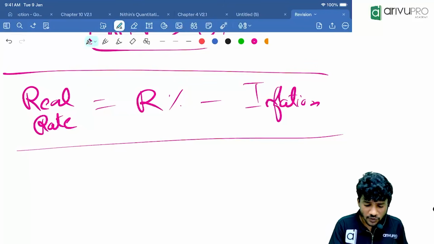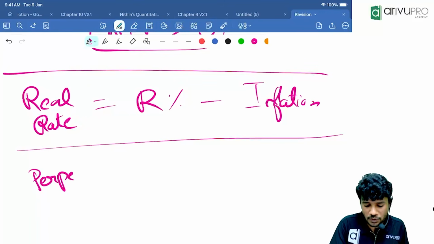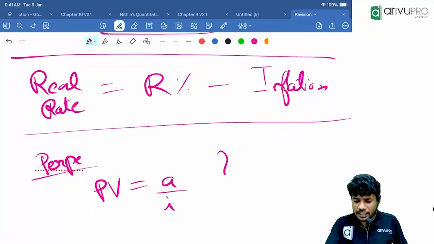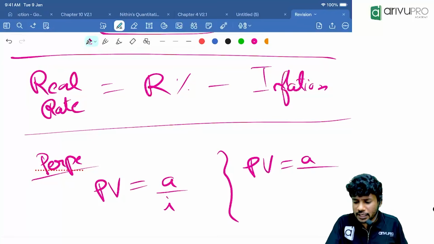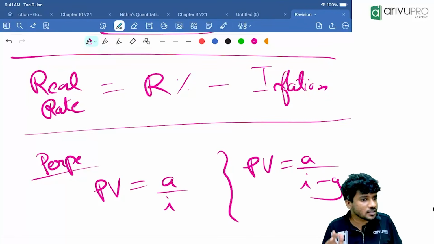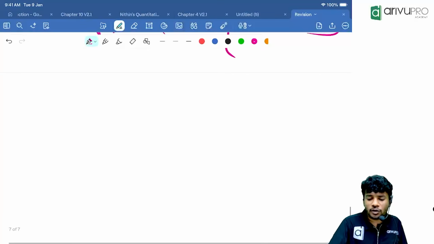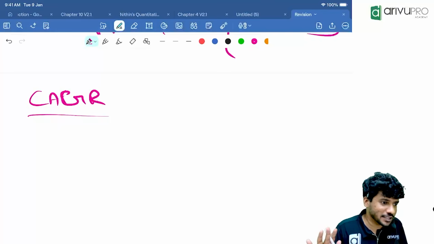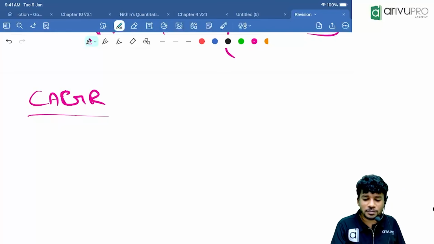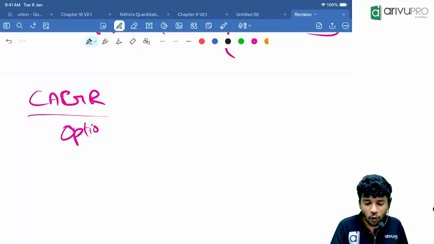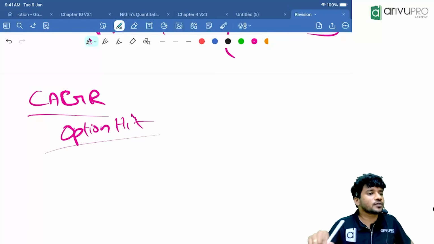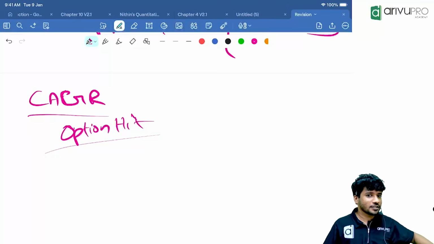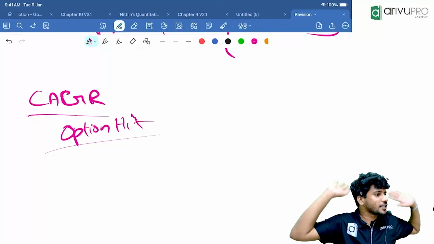Then we studied perpetuity. What we studied in perpetuity? PV of perpetuity is nothing but A by I. If growth rate is given, PV will become A divided by I minus G, where G is the growth rate. Then we studied CAGR. Did we study using formula method or calculator method? We studied using the calculator method. I hope everyone remembers the option hit method. So these were the things we studied in general from this chapter, and I am pretty sure if you know this much, if you know the application, you can get the entire marks out of it.